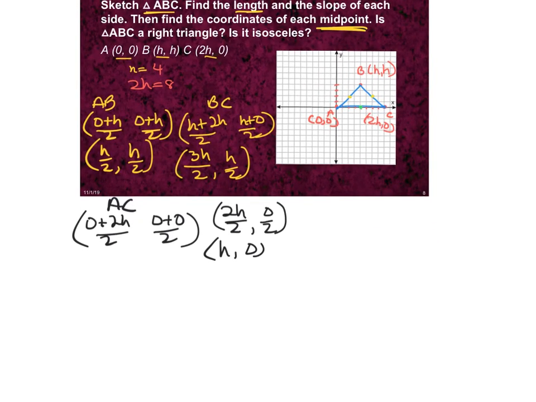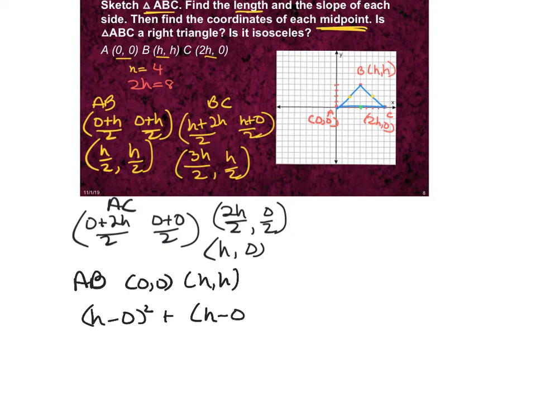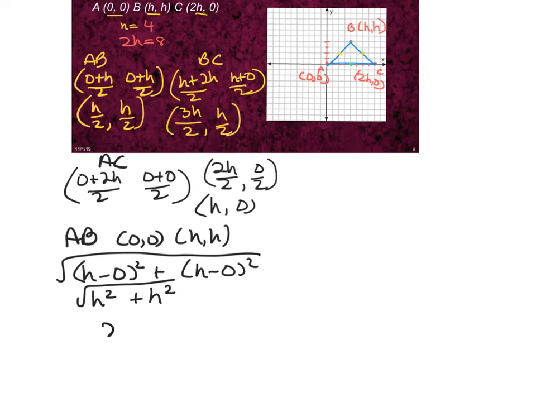So first I'll calculate the distance for side AB. Again, we're going to plug it into the distance formula. The ordered pairs were (0, 0) and (h, h). So if we do h minus 0 squared plus h minus 0 squared under the square root, h squared plus h squared gives you 2h squared. I can actually square root the h, it will come out, and the 2 stays underneath. So that is going to be the length of AB.